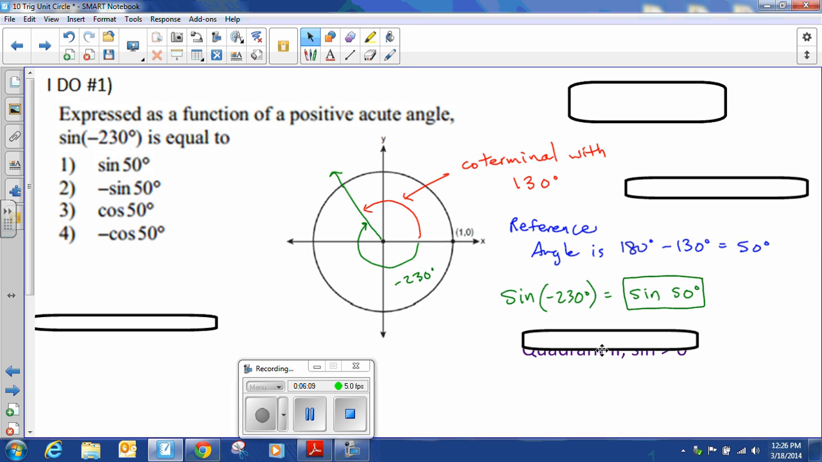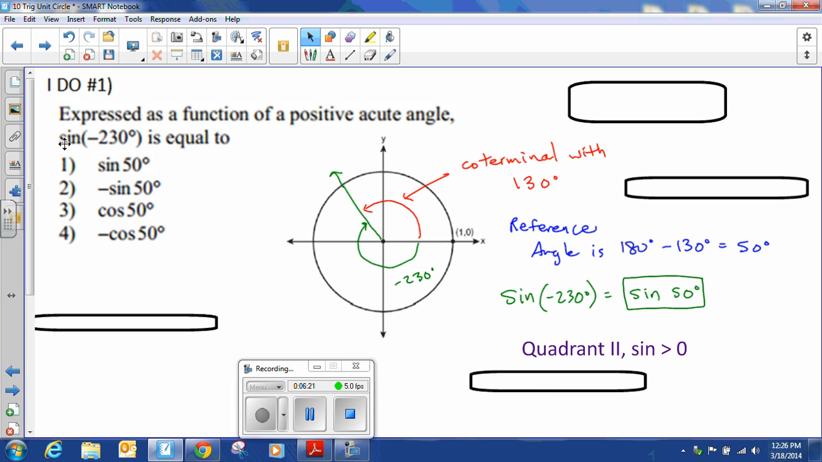Now, the last thing we need to do is, based on what quadrant we're in, decide whether to keep sine positive the way it is or change it to negative. Because we're in quadrant 2, sine is positive, so it stays sine 50.